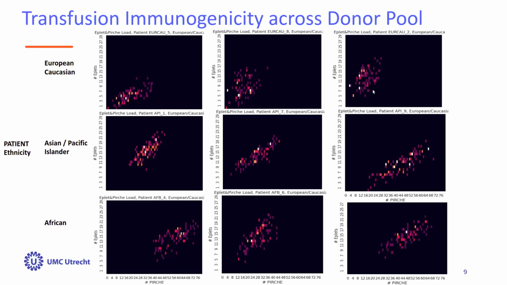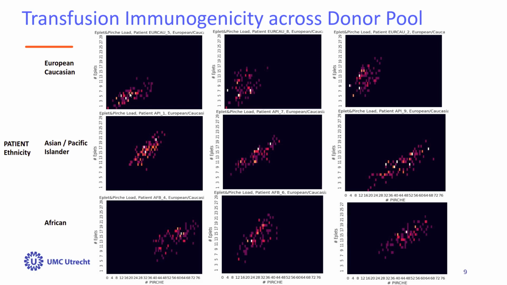We can also see that in some of these heat maps. Each heat map represents a different patient. The y-axis is the eplet mismatch, and the x-axis is the T-cell epitope mismatch. So we have 3 European Caucasian patients, 3 Asian Pacific Islander patients, and 3 African patients here. Up here in the top left, we can see this European Caucasian in a European donor pool is kind of a best case scenario.